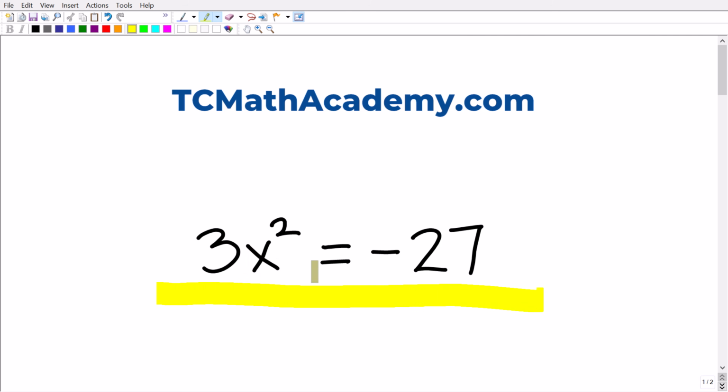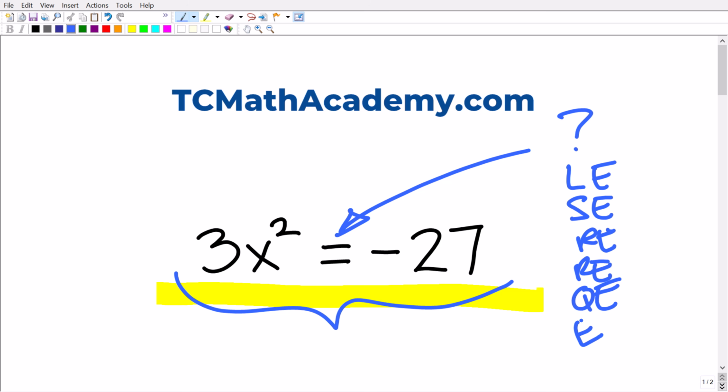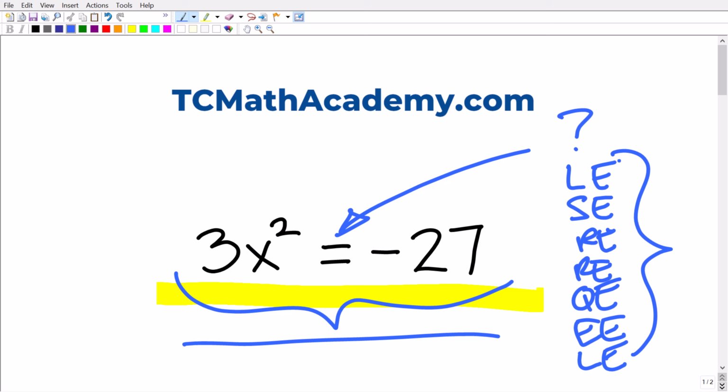Here is our problem. We have 3x squared is equal to negative 27. When you're trying to solve an equation in algebra, the first thing you need to do is identify what type of equation you have. In algebra, we have all different types of equations: linear equations, systems of equations, radical equations, rational equations, quadratic equations, exponential equations, logarithmic equations, etc. So you get the idea. We have to be able to identify what type of equation we have because the methods we use to solve these equations are different from one another.